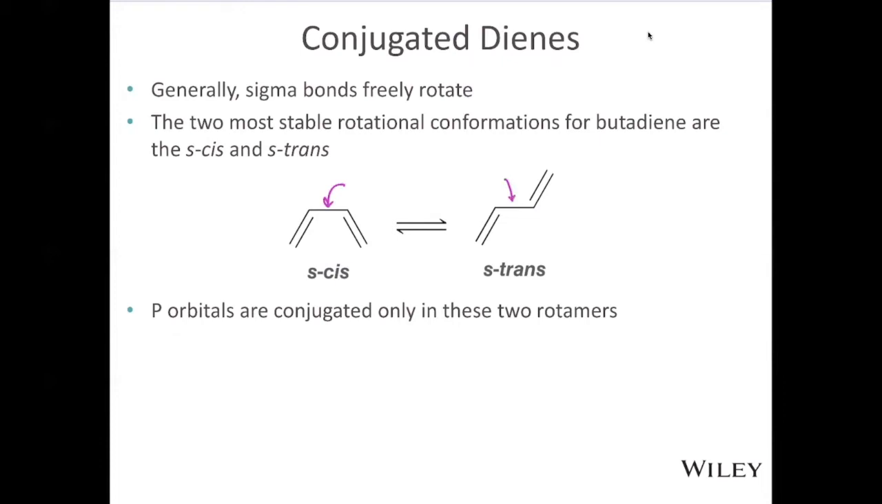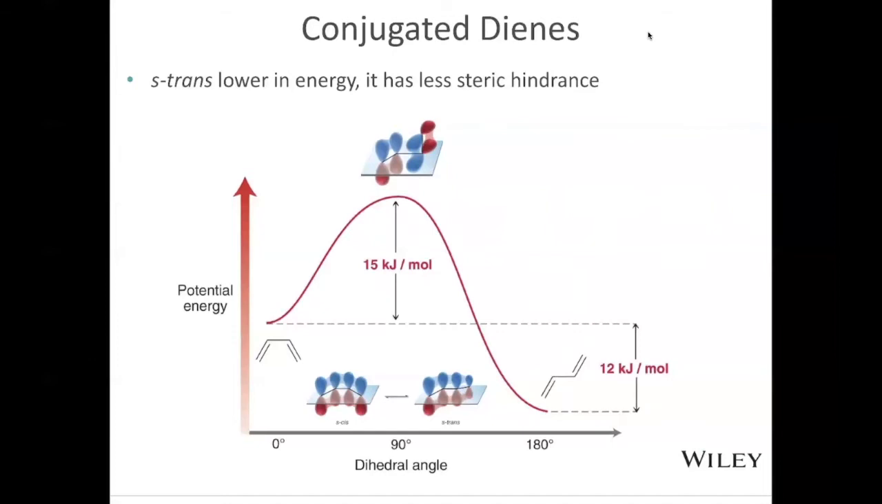So generally, that sigma bond that's in between the two alkenes has free rotation, and when that happens, we can adopt the s-cis, where the two double bonds go in the same direction, or the s-trans, where they go in opposite directions. We talked about this when we talked about Diels-Alder. The s-trans is actually more stable because it has less steric hindrance.